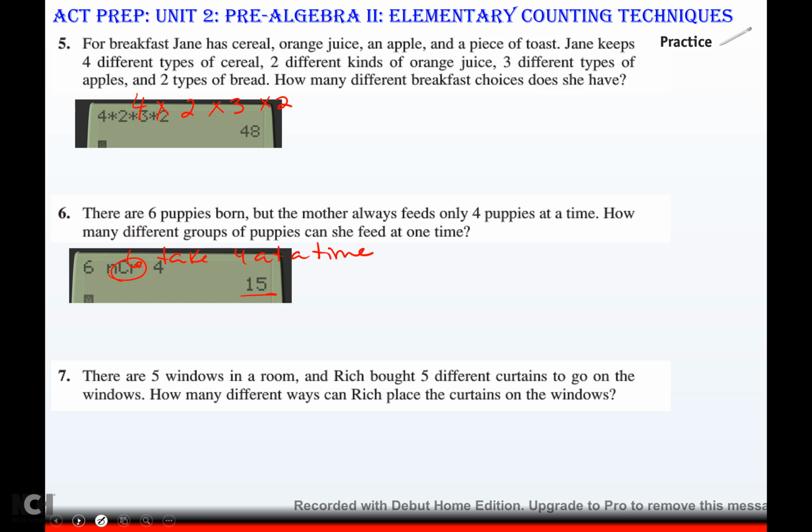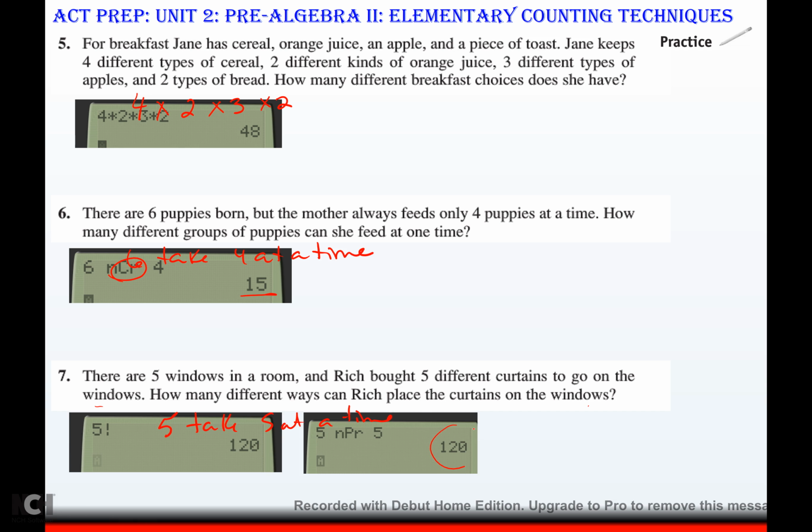Okay? And then number 7, there are 5 windows in a room, and Rich bought 5 different curtains to go on the windows. How many different ways can Rich place the curtains on the windows? Here the order matters, because once you put curtains on one window, you can't put them on a different window. Okay? So you have 5, and you're taking 5 at a time. And order does matter. You could do the factorial, or you could do the permutation. You get 120 different ways.